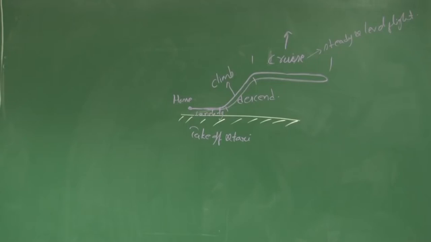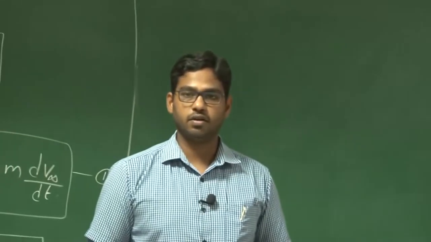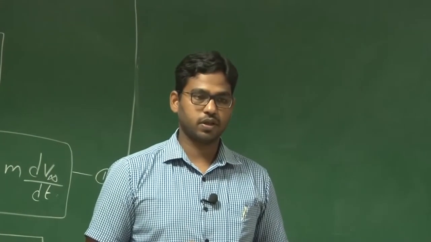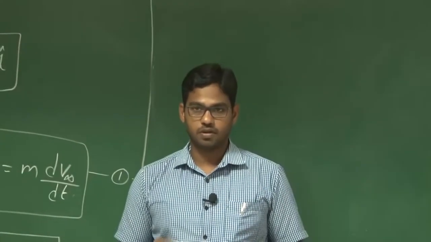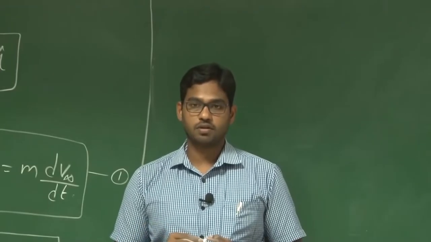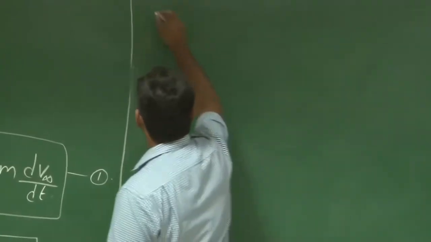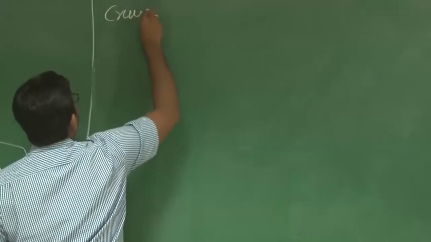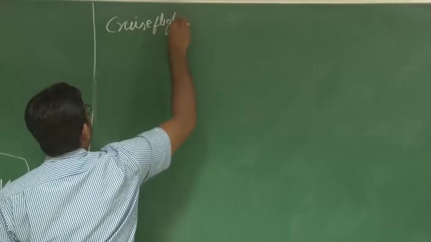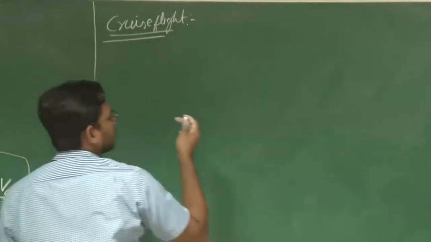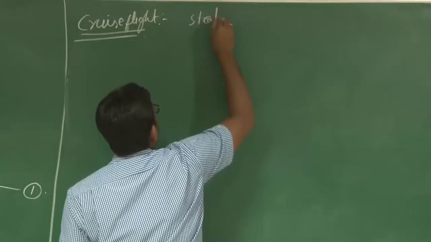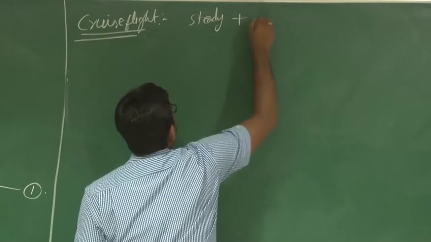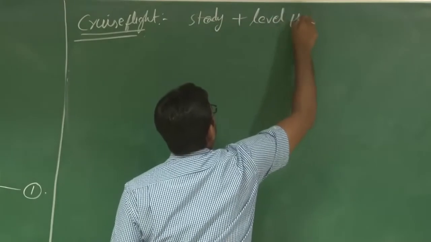Now let us look at what should be the power requirement or the wing required, to say what should be the wing required to lift the UAV of weight W. So we have to design this wing for this cruise. Now let us look at cruise flight. What is this cruise flight? It is steady plus level flight.